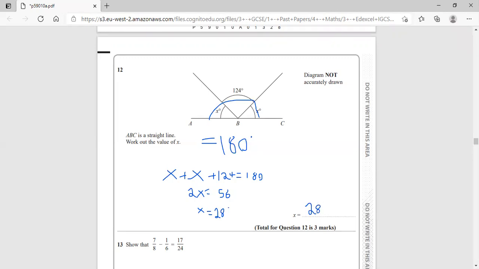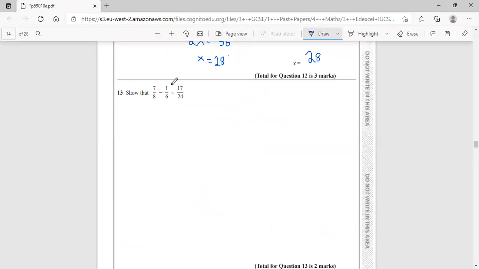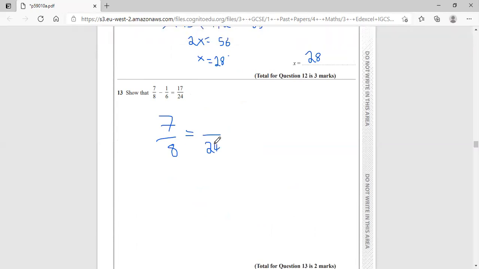Now let's move on to question 13. Show that 7 over 8 minus 1 over 6 is equal to 17 over 24. The first step is to write these out in a different form. What we need to do is get the denominator, which is the bottom, to be 24. How do you get from 8 to 24? Quite simply, all you do is multiply by 3. We have to do that to the top as well, and that will give us 21 over 24.